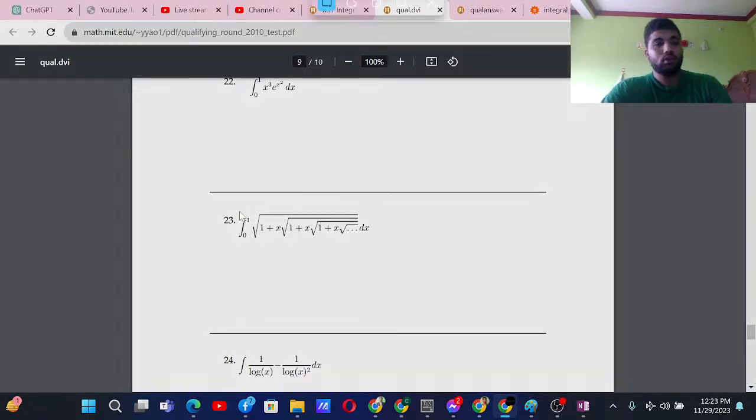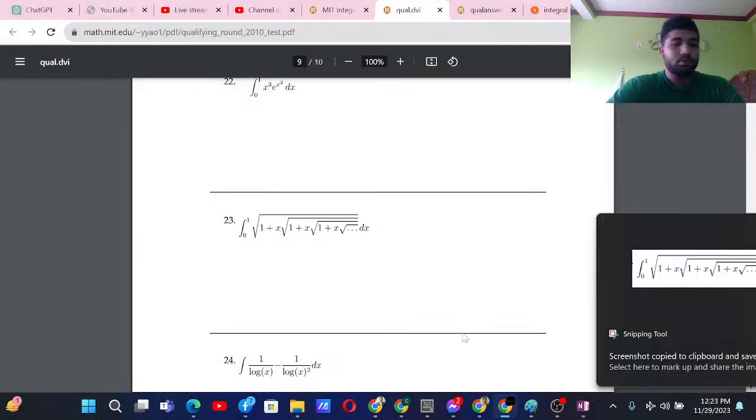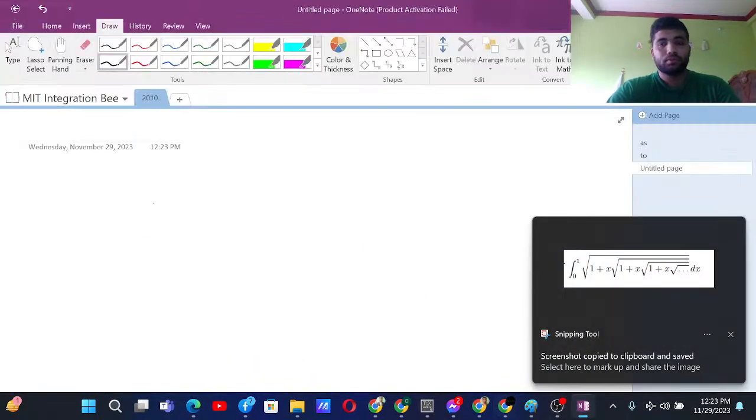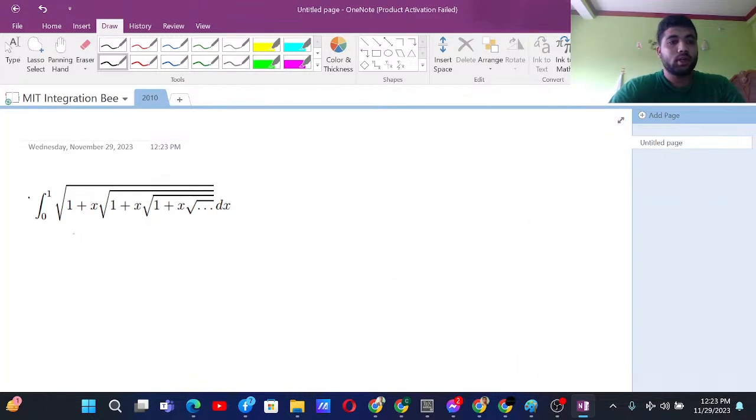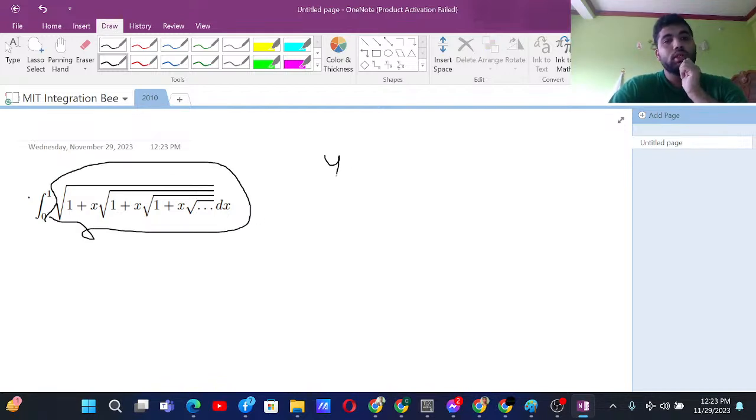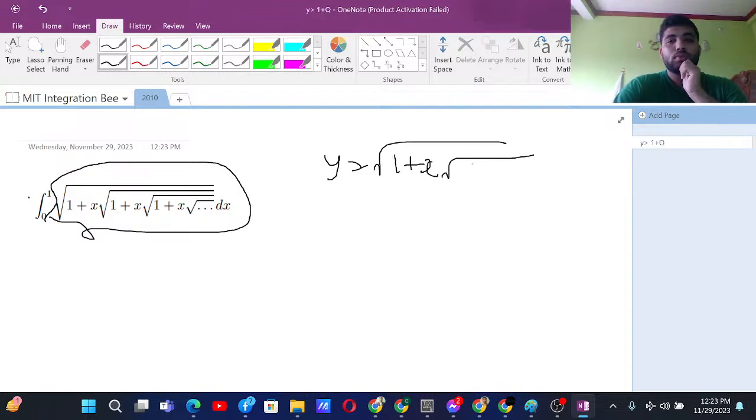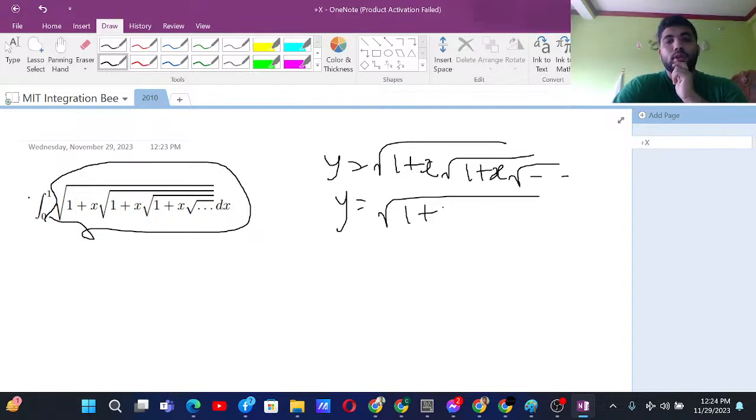This one is quite good. Okay, so for this one, first of all we need to find out what this expression evaluates to. So we just let this be y, 1 plus x, and under 1 plus x, and so on. Okay, and then we will have y equals under 1 plus x times, this will be just y itself, since that was what we assumed earlier.